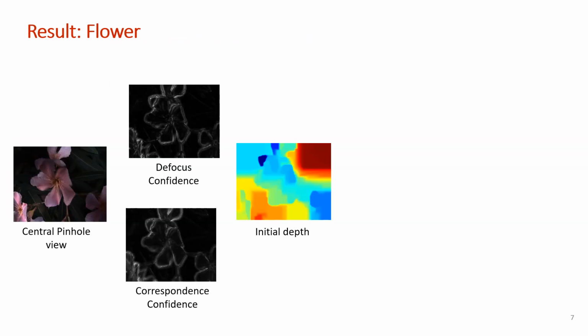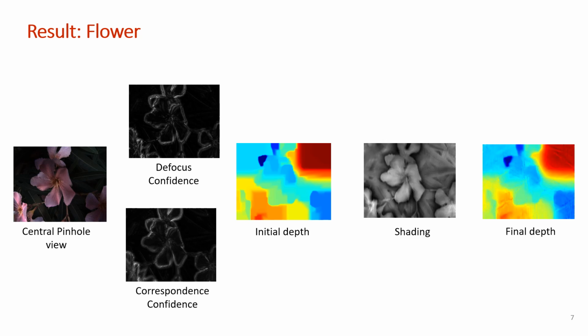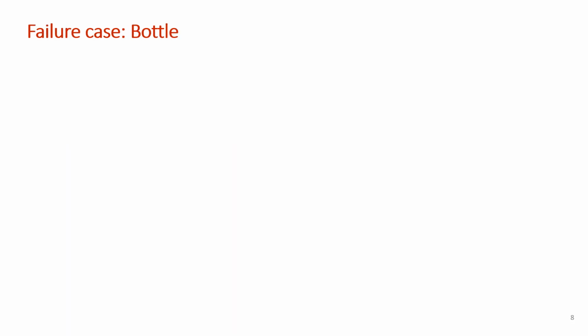Here is the result on a flat image. We can see defocus confidence is high even in the noisy regions, while correspondence provides sharper results. But even after combining both the cues, you can see the initial depth is mostly planar in the low texture areas. However, we can see how the angular coherency helps estimate highly accurate shading and hence detailed depth.